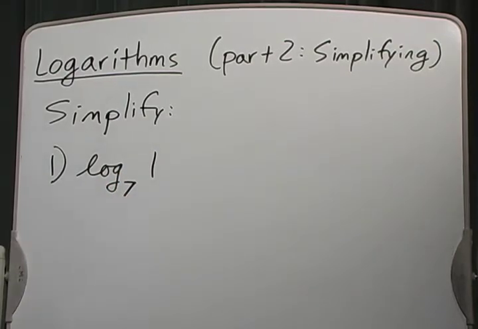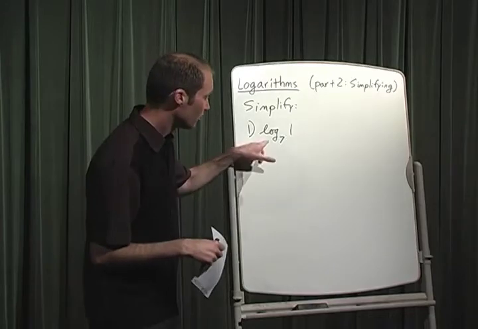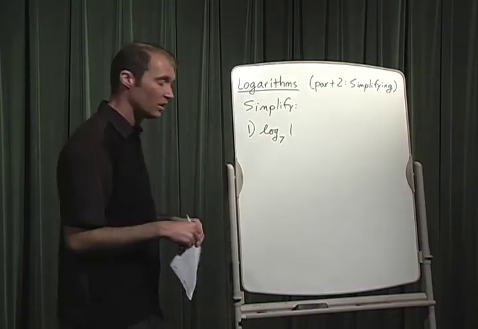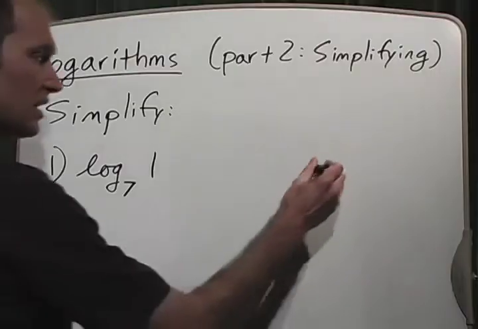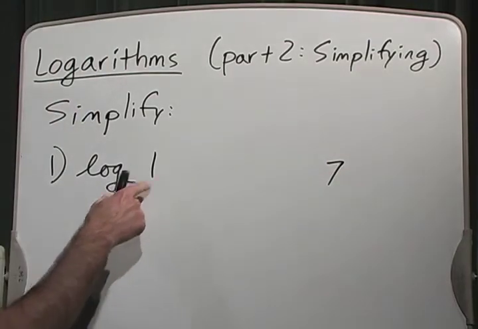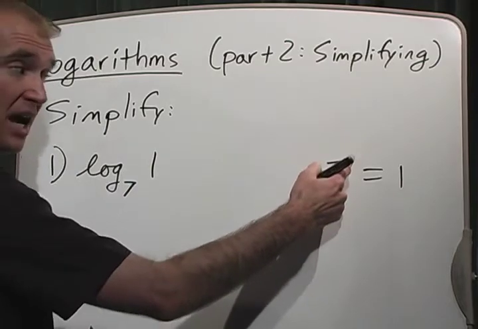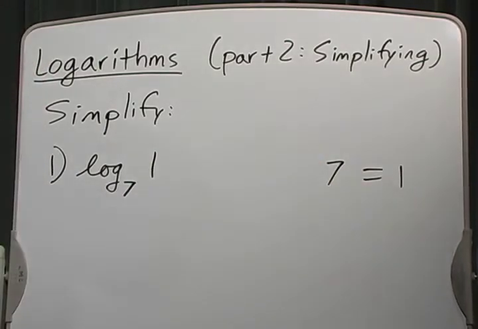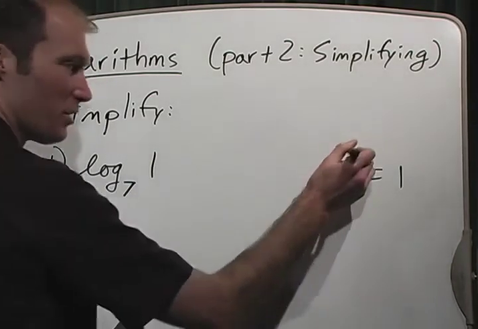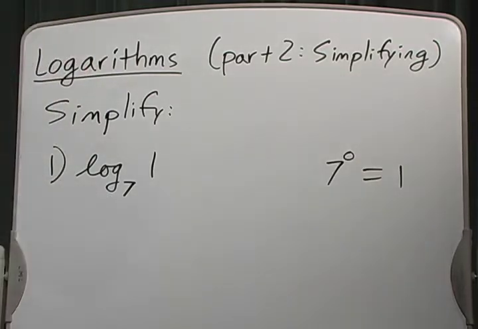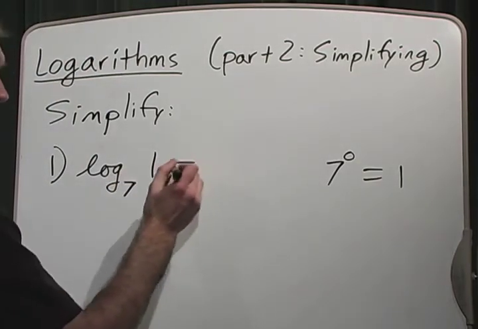Well, in part 1, we talked about how every logarithm asks a question. The question this is asking is, 7 to what power is equal to 1? Well, 7 to the 0th power is equal to 1. So my answer here is going to be 0.